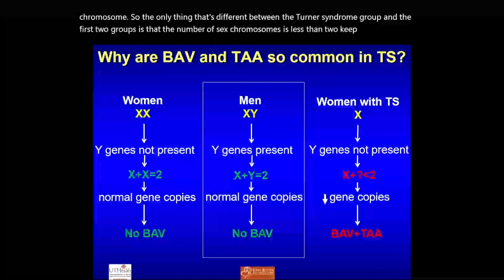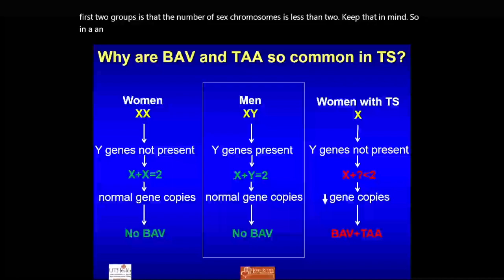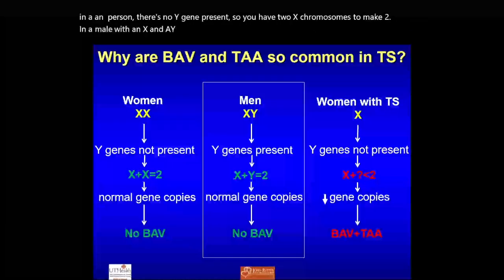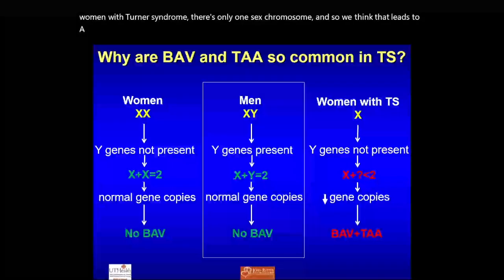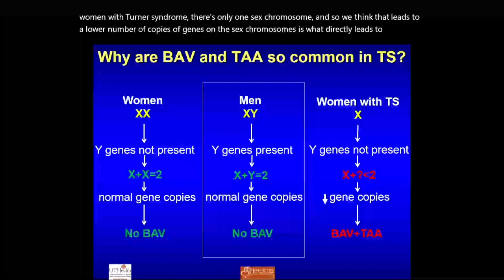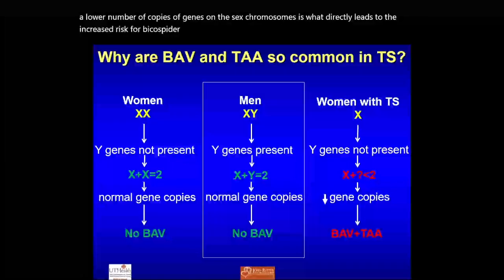Keep that in mind. So in an XX person, there's no Y gene present, so you have 2 X chromosomes to make 2. In a male with an X and a Y chromosome, you have 2 sex chromosomes still. X plus Y equals 2. But in women with Turner syndrome, there's only 1 sex chromosome. And so we think that that leads to a lower number of copies of genes on the sex chromosomes, which directly leads to the increased risk for bicuspid aortic valve and thoracic aortic aneurysms. And we can show that with genetic testing.